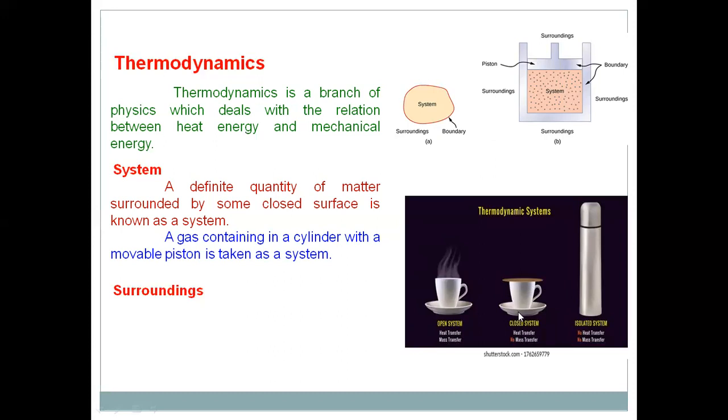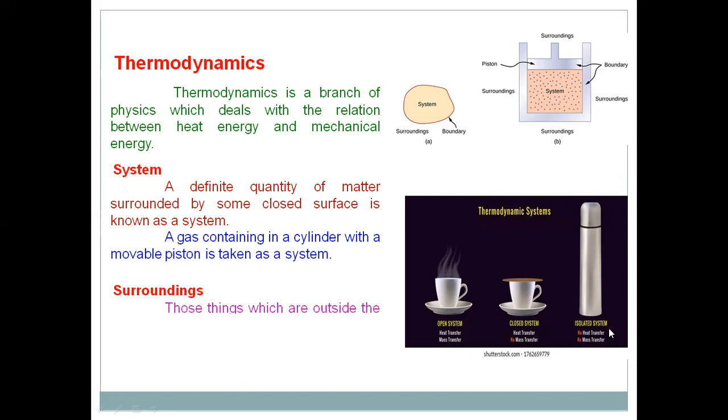This is called a closed system. Of course, there is a cap on the cup. So it is closed, though there is some possibility of transfer of heat energy due to conduction or maybe convection through the cap. And this is an isolated system, maybe called a thermos flask or tea flask. It is totally closed, so there is no possibility of heat energy entering the surroundings. So this is called an isolated system.